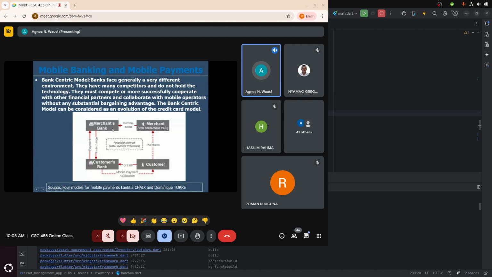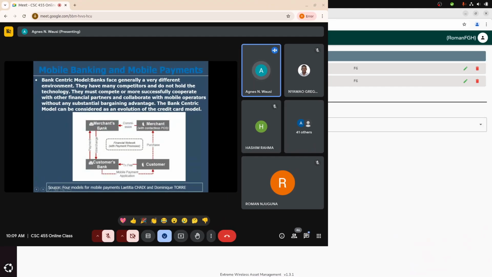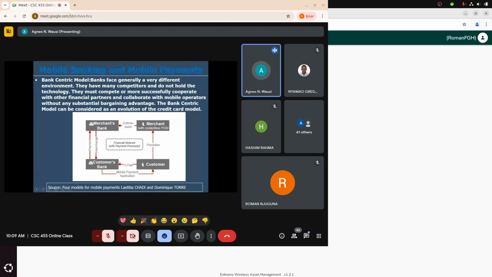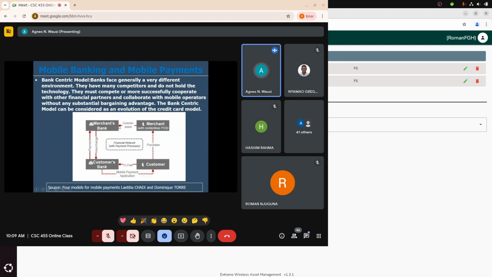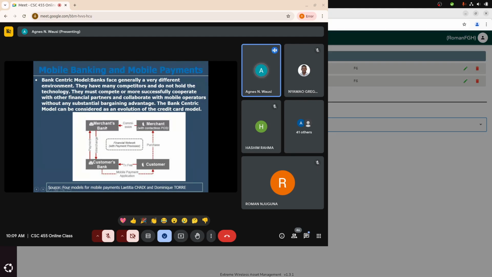I haven't myself used this model. But if there's anyone who has used this, perhaps they can give us an example. You can see that you're trying to make a purchase and you're not using the credit card, but maybe you're using a mobile payment application, and then your bank pushes for you to make the payment, and then that interchange happens here. And of course, this is the transaction fee, and the merchant will always pay a commission for that transaction.